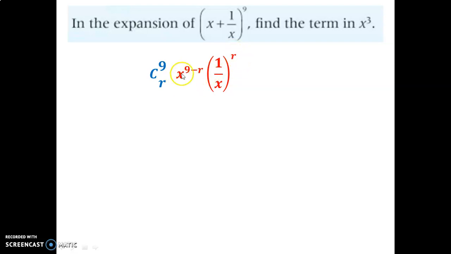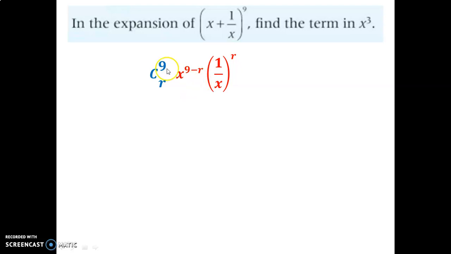And then that tells us that the power on the other part, the a part, must be 9 minus r, because we have 9 here. For example, if this was a 3, then 9 minus 3 would be 6, and we would have 6 and 3, which makes 9 in total. So 9 minus r goes there.